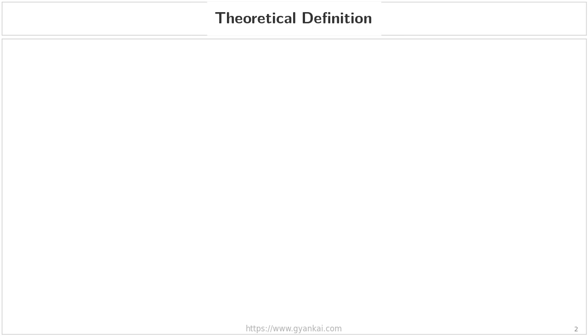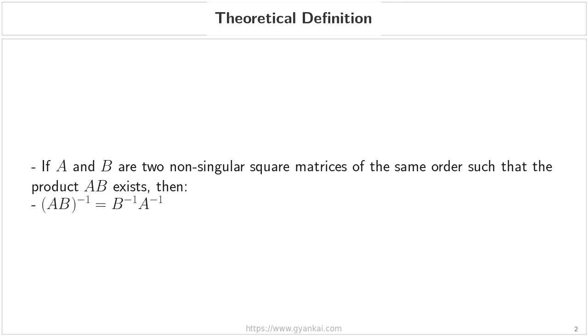Theoretical definition. Now that we have introduced the concept of the reversal law, let's look at the formal theoretical definition. Suppose we have two matrices, A and B. For this law to work, we need to satisfy a few conditions. First, both A and B must be non-singular square matrices of the same order, and the product AB must exist. If these conditions are met, then the inverse of the product AB is equal to the inverse of B multiplied by the inverse of A. Notice how the order has swapped.